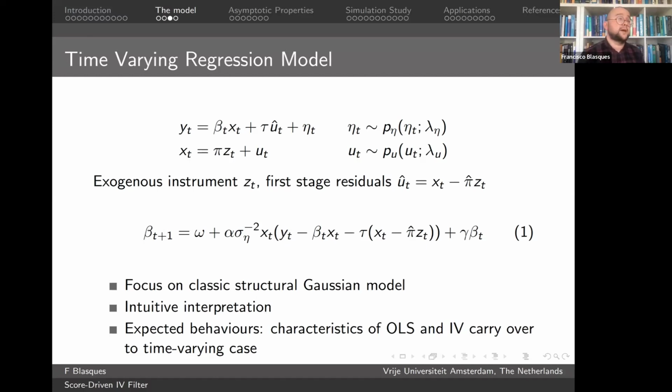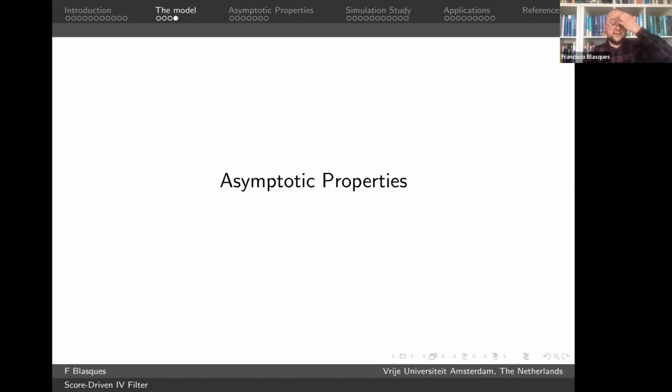updating equation will keep track of the beta correctly, even though endogeneity is present. Of course, when Z_t is a valid, good instrument. When it is not, then it won't work so well. But the characteristics that we've seen for OLS with IV carry over to this time-varying parameter case. And I'll take just a few minutes to go through the asymptotic properties.